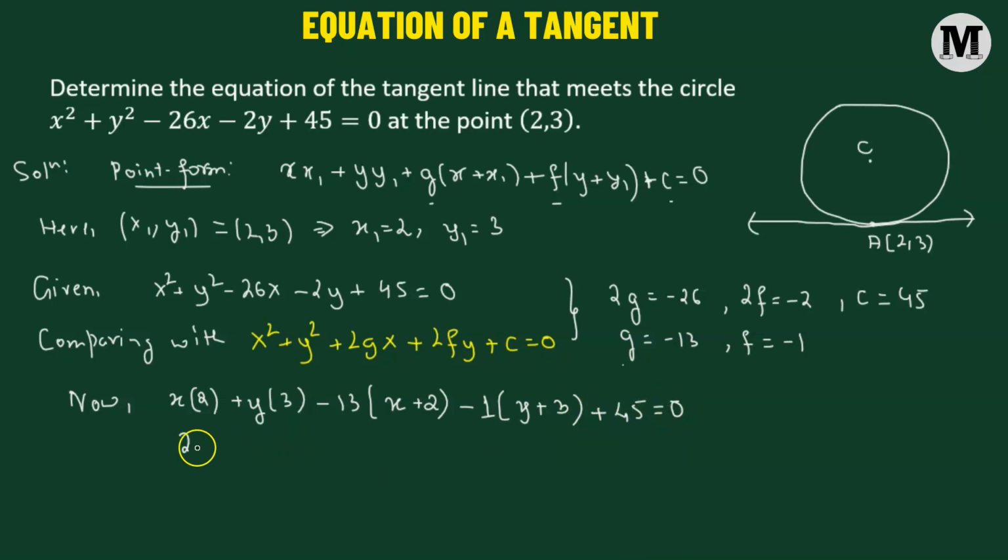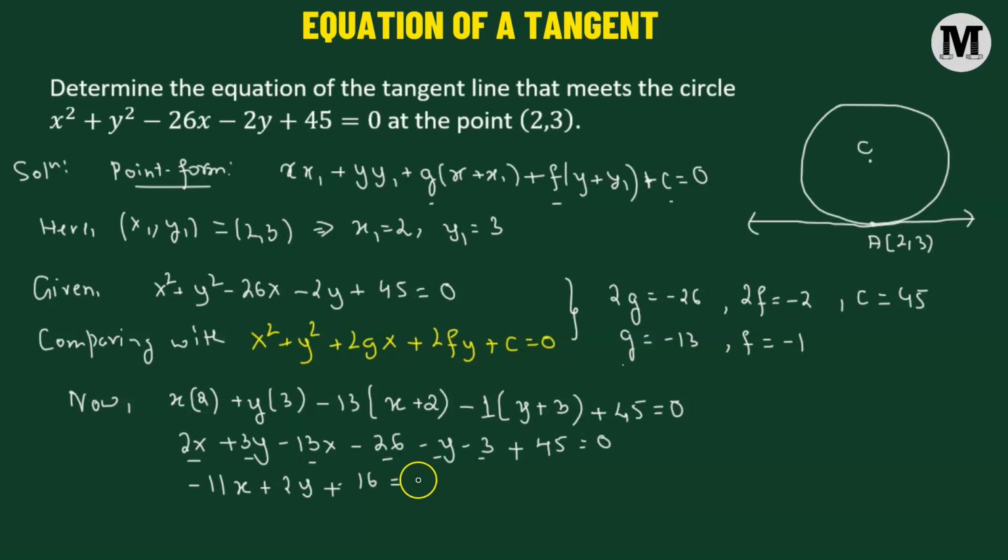Further simplification gives us 2x plus 3y minus 13x minus 26 minus y minus 3 plus 45 equals 0. So 2x minus 13x is negative 11x. 3y minus y will be plus 2y. Then we have negative 26 minus 3, that's negative 29, added to 45, so that will sum up to plus 16. This equals 0.